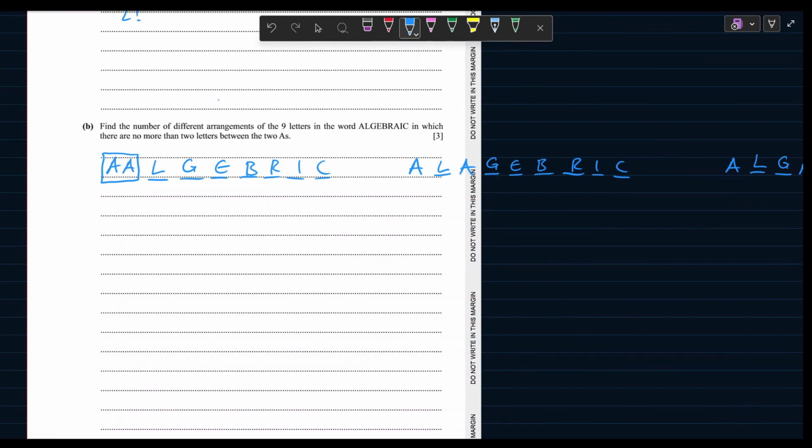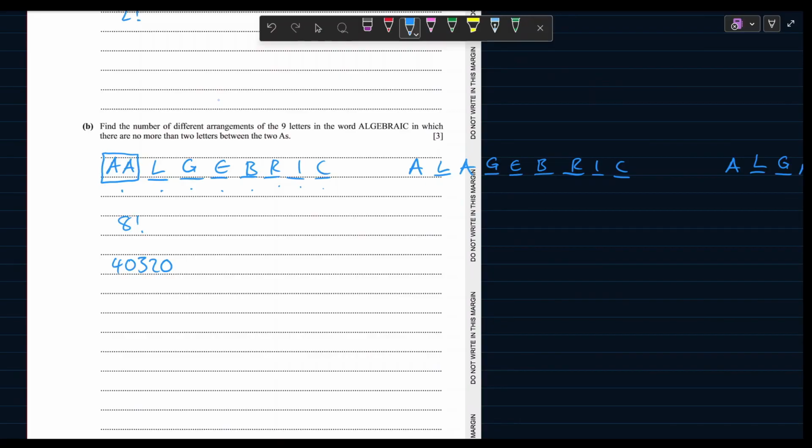So here we're saying there are no letters in between our two A's. So it essentially means that our A's are going to be together. So the number of arrangements here are going to be 1, 2, 3, 4, 5, 6, 7, 8. So it's just 8 factorial here. So 8 factorial is 40,320. Okay. So this is the scenario where there's 0 letters between our A's.